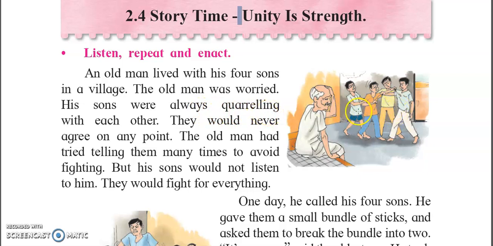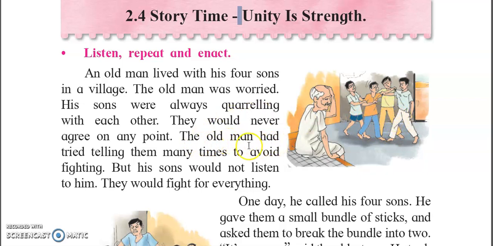Can you see them here? They are quarreling. His sons were always quarreling. Quarreling means argument or disagreement with someone. They did not agree with each other, and that is why all the time his four sons quarrel. They would never agree on any one point. Agree means to have the same opinion about something. But here they would never agree. That means they did not have the same opinion about the same thing.